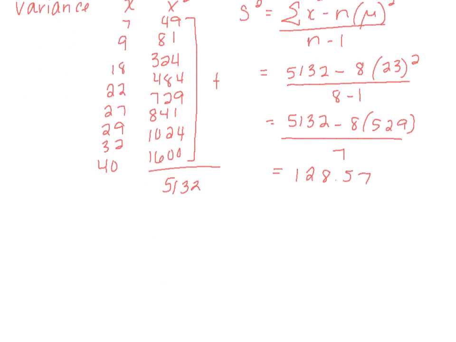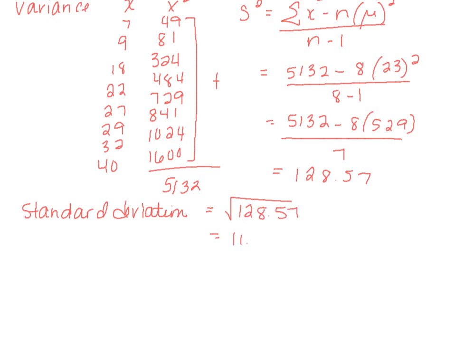Finding the standard deviation is just one step further. The standard deviation is simply taking the square root of whatever number we got from the variance. So the standard deviation of this set of numbers is 11.34.